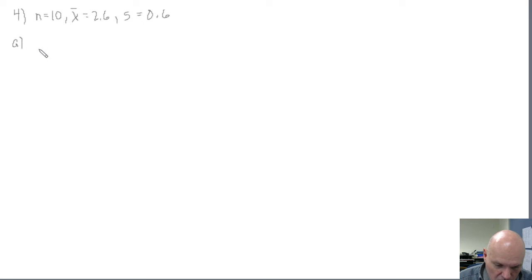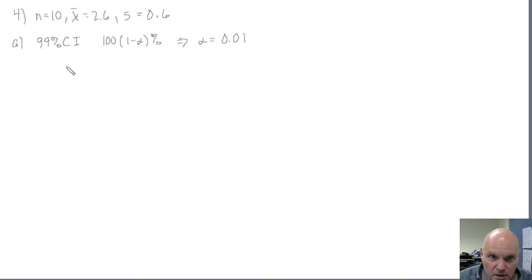In part A, we're asked to find a 99% confidence interval. These confidence intervals are written as 100 times 1 minus alpha percent intervals. So for a 99% confidence interval, that implies that alpha is 0.01, okay? Because 1 minus alpha has got to be 0.99, so alpha has got to be 0.01.